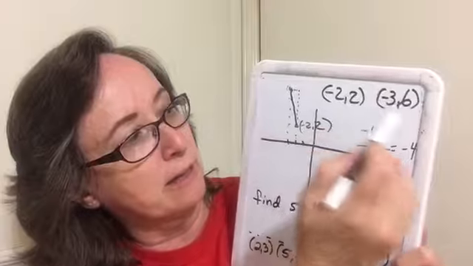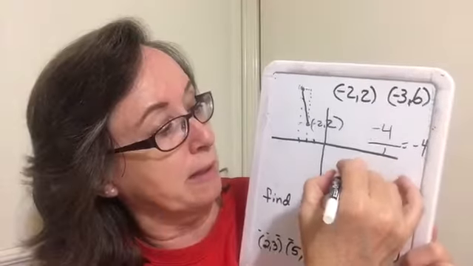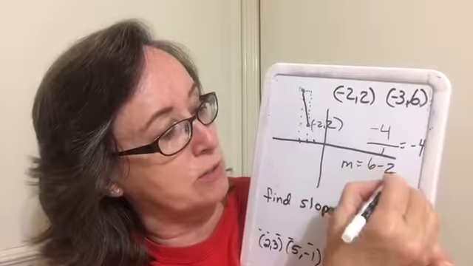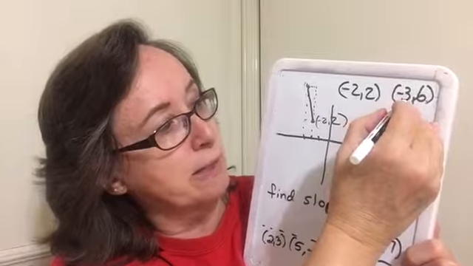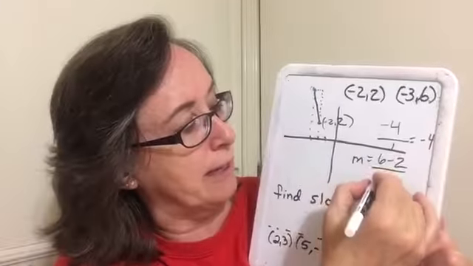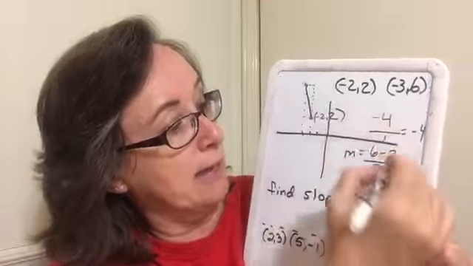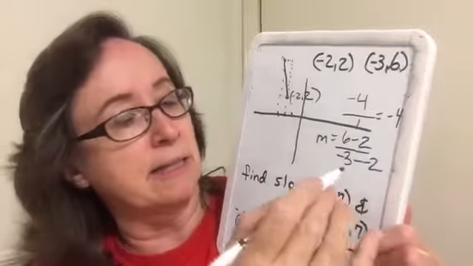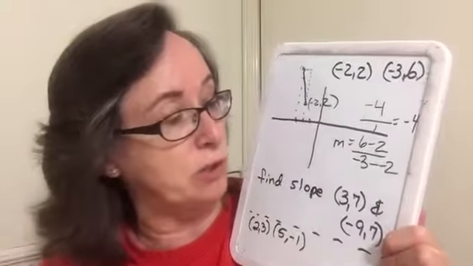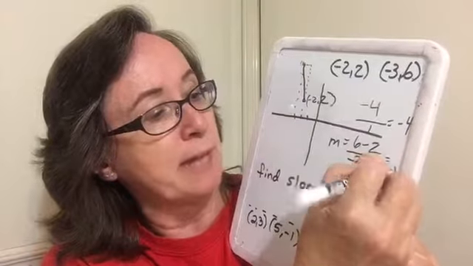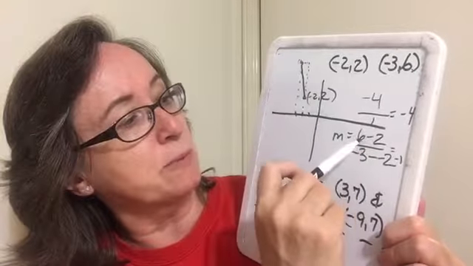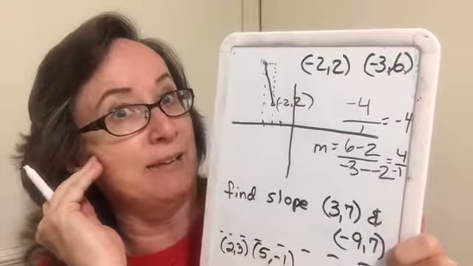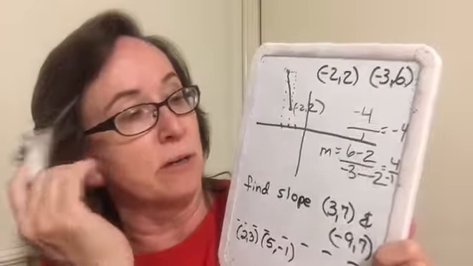So let's look at the points with the slope formula. M is y2 take away y1, so 6 minus 2. And this one goes with the 6, so -3 take away a -2. Well, we know a negative. -3 minus a -2 is going to be -3 plus 2, which is a -1. And this one on the top is a +4. So a +4 divided by a -1 is going to give us a -4 slope.